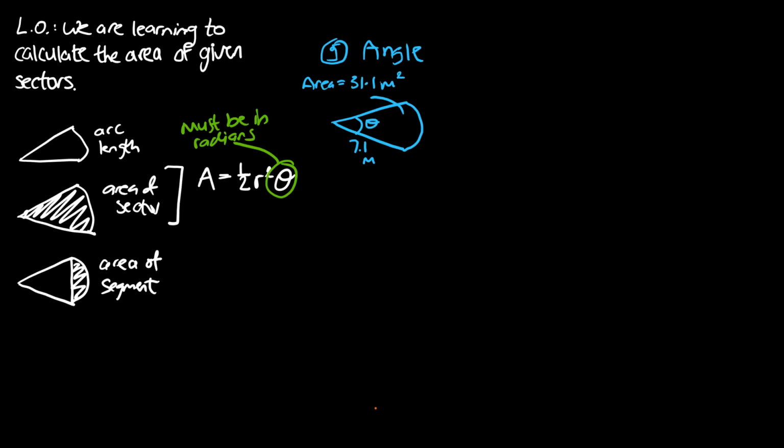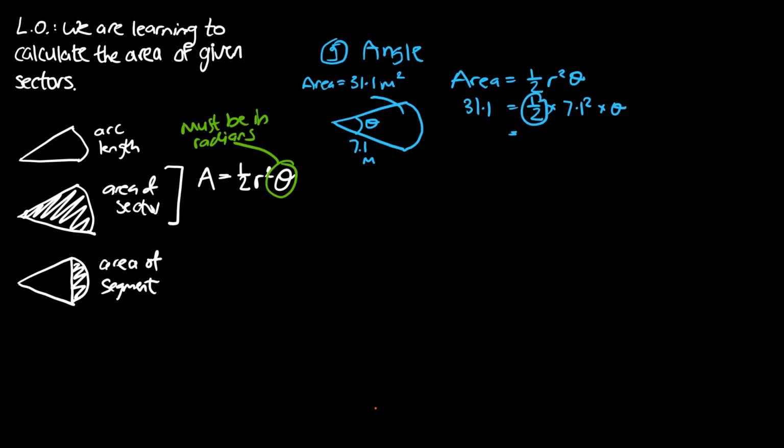So similar approach to the previous question. We've been given the area, we've been given the radius. We can substitute those in and then rearrange and solve for the angle. So let's give that a go. So start off with our formula. Area is equal to 1/2 of r squared times the angle. So 31.1, that's going to be equal to 1/2 times 7.1 squared times the angle. And we've left that as the angle symbol because that's what we don't know. That's what we're trying to solve for.